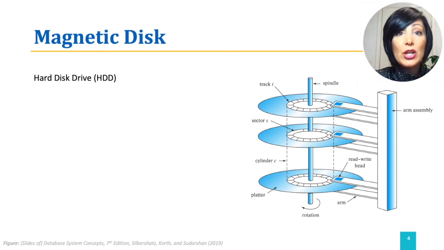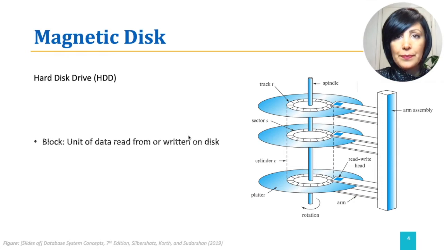The comparatively earlier technology available since the mid-1950s for secondary storage is the magnetic disk. Sometimes it is also referred to as a hard disk drive. Reading, writing, and storing of data on magnetic disks happen in units called blocks. Blocks are contiguous sequences of bytes.